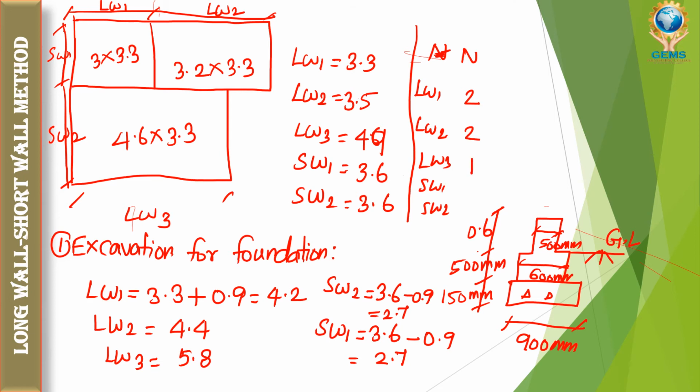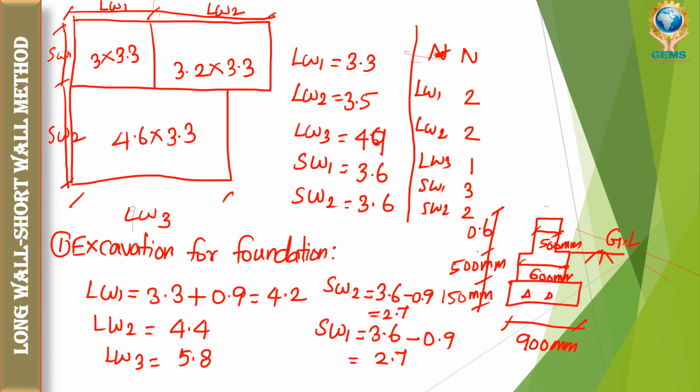Then SW1. There are three sides, right? 1, 2, and 3: this portion, this portion, this portion. So three sides, n equal to 3. Then for SW2, we have two sides, so n equal to 2.